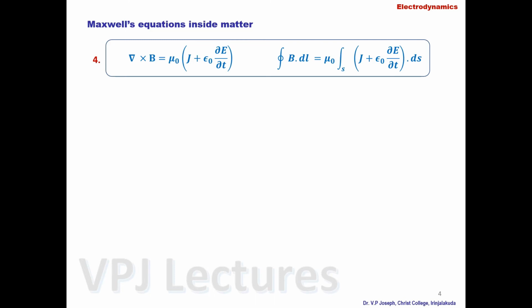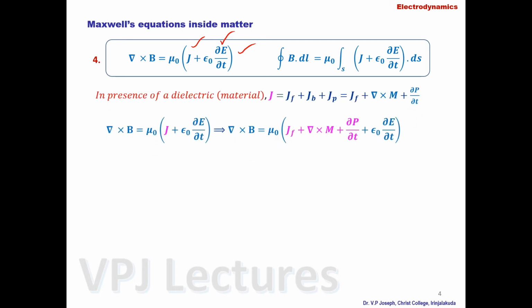That is del cross B is equal to mu 0 J plus epsilon 0 dou E by dou T, and the integral form is mu 0 surface integral of J plus epsilon 0 dou E by dou T dot dS. Now we have already two current terms here, the free current term, and also the displacement current term.